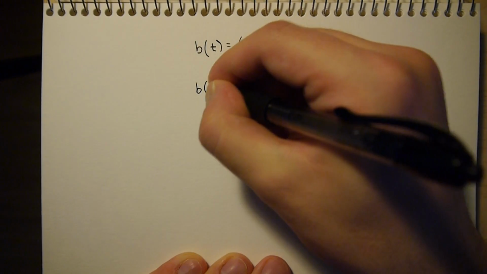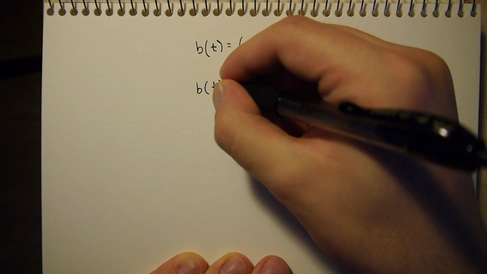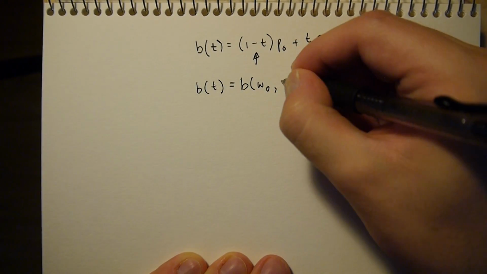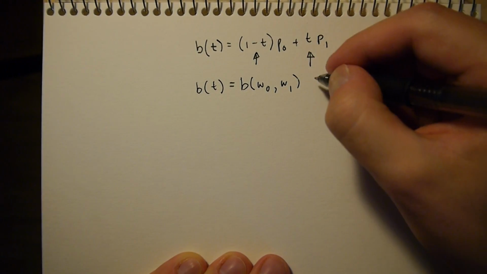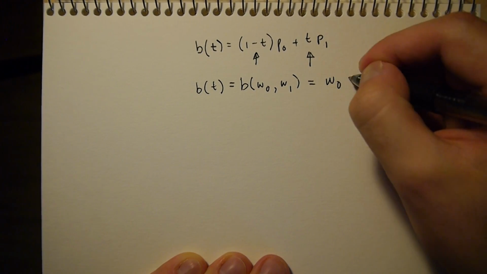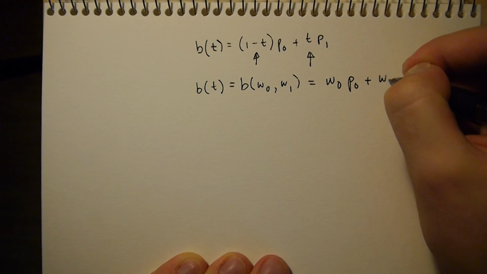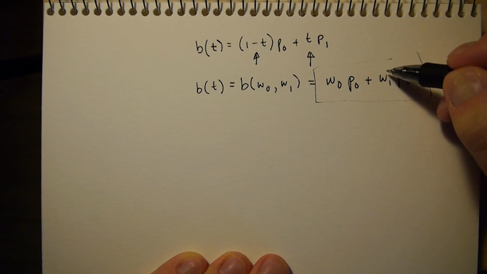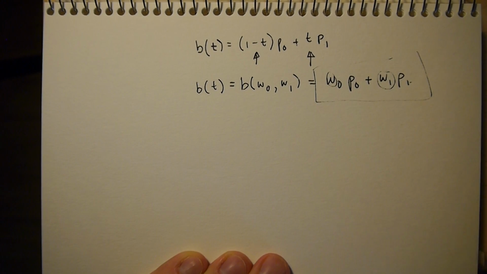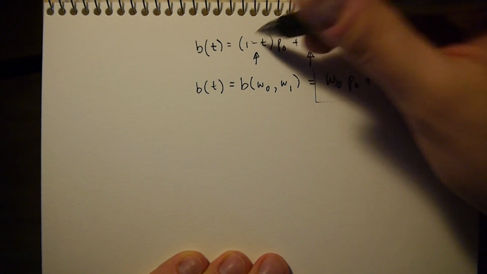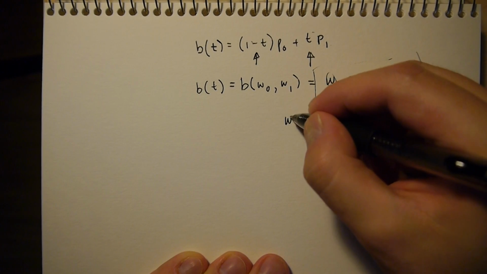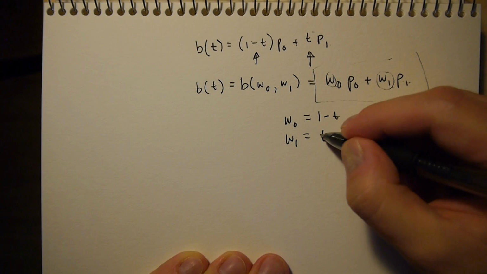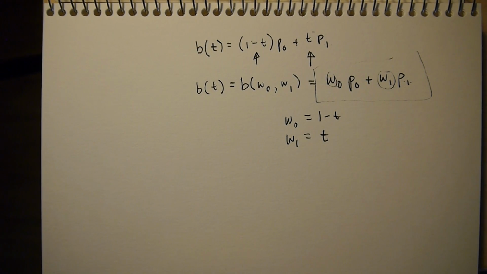Well, let's suppose that I rewrote it this way. Instead of b of t, I'm going to make it b of w0, w1, which looks like this: w0 p0 plus w1 p1, right? I want to make it so that each of the inputs gets its own multiplier. Just looking at this, you can immediately line up the values. If I wanted these to be equal, then w0 would be 1 minus t, and w1 would equal t, right? Makes perfect sense. It's all nice and clean.